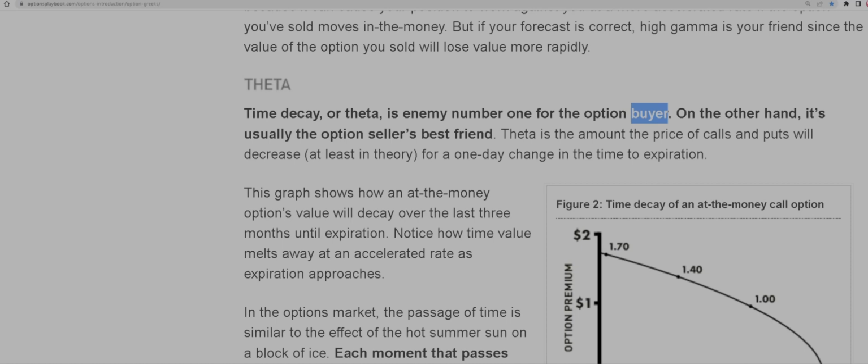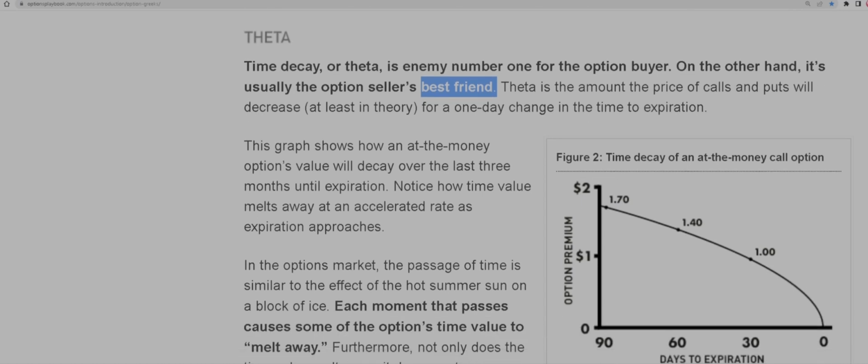On the other hand, it is usually the option seller's best friend. Of course, when they sell an option to you with the higher theta, they make more money every day that goes by, or every minute that goes by sometimes. Theta is the amount the price of the calls and puts will decrease, at least in theory, for a 1 day change in the time to expiration.